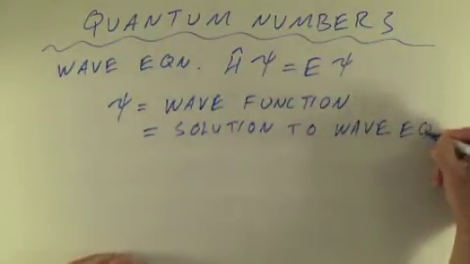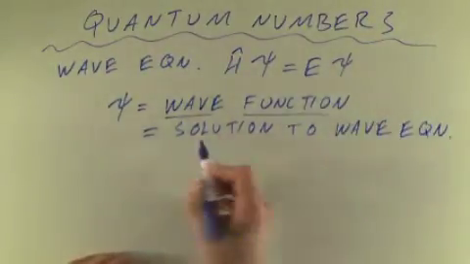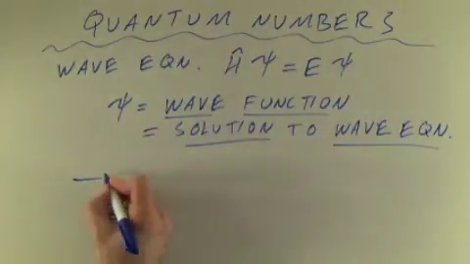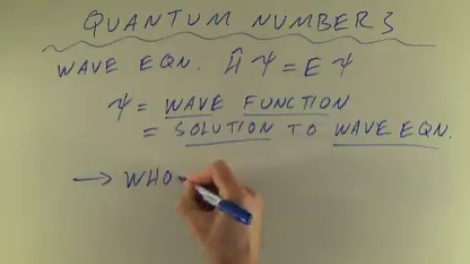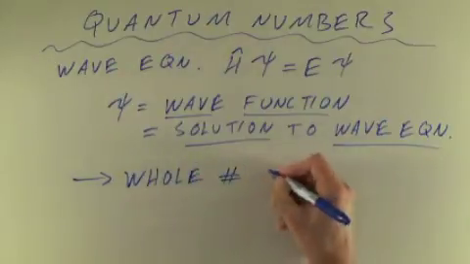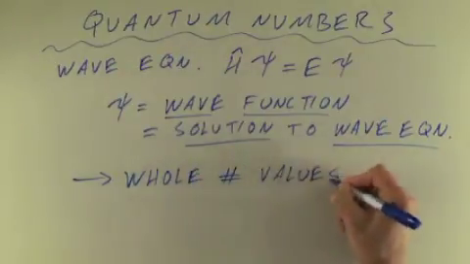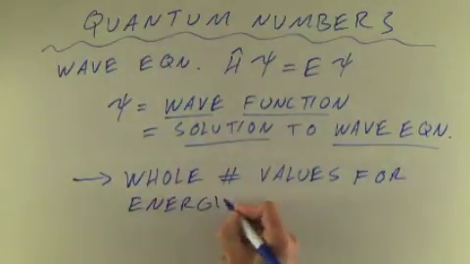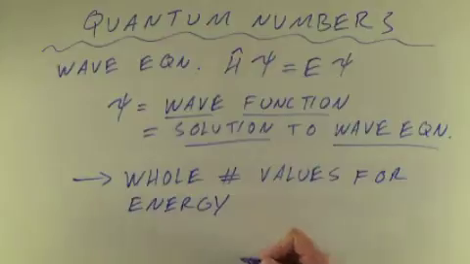It's a differential equation, and that wave function, and there's an entire set of them, will define the energy and spatial distribution of the electron. It gives us whole number values for the energies, just like a standing wave. So we have fixed whole number values for the energy.